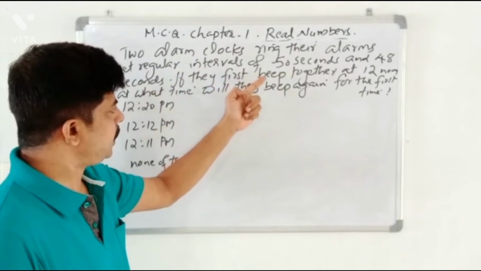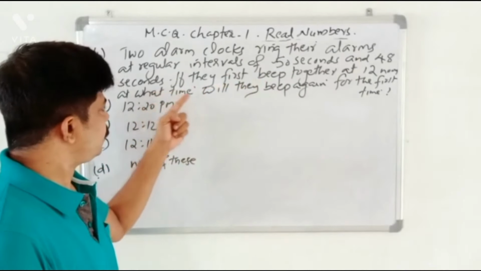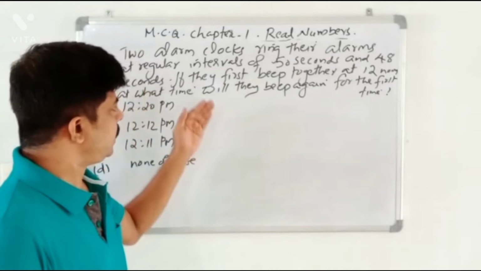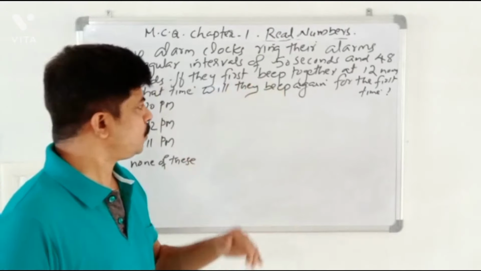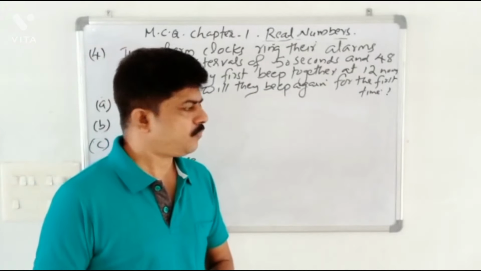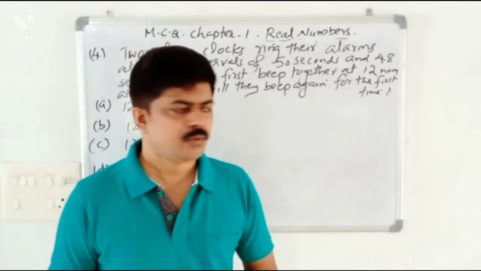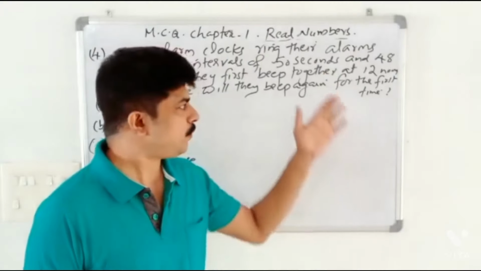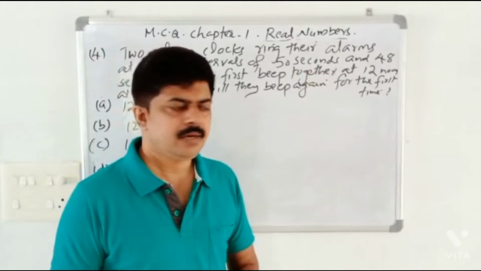If they first beep together at 12 noon, at what time will they beep again for the first time? They already beep together at 12 noon. At what time will they beep again for the first time? Now the required answer is the LCM of 50 and 48. First of all, we have to find the LCM of 50 and 48.